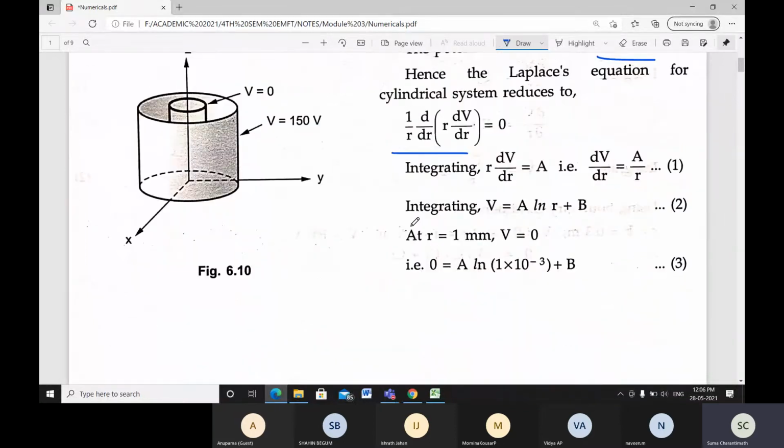Then integrating, the 1 by r is not zero here, so when I integrate only this part, I will get r into dV by dr equals a constant value, that is a. Then keeping r on the other side, dV by dr is a by r. Again if I integrate this, I will get V equals a ln r plus b, a constant. Then we have to take the conditions.